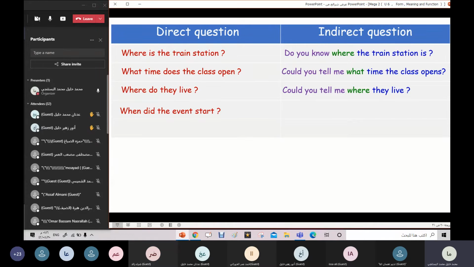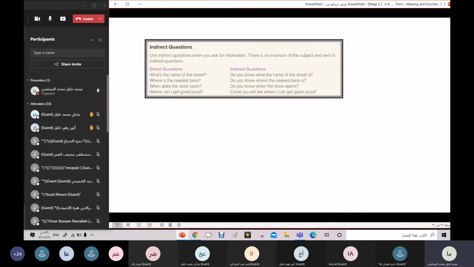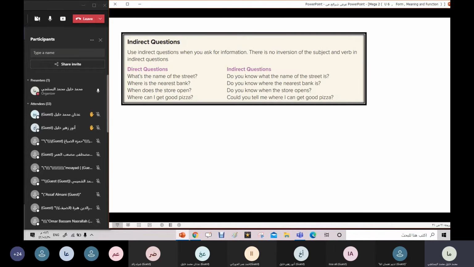Anwar, where did the event start? Do you know when the event started? Good. Where can he buy some apples? Do you know where he can buy some apples? So this is about direct questions and indirect questions. Now here we have examples. They are found in your books.